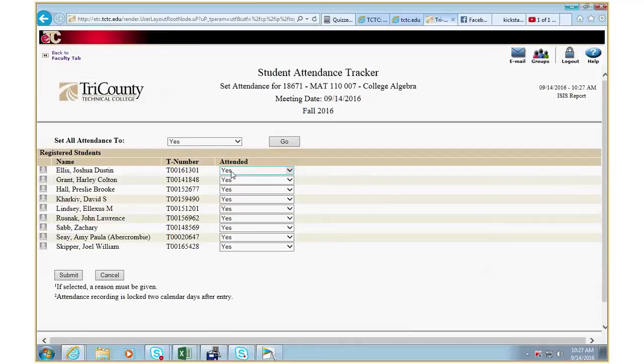Ellis, yeah, he was here. Grant, Hall, she was here. Kharkiv, Lindsay, she's not here today. Rusnick's here, Sob's here. Say she has a sick child. And Skipper is not.